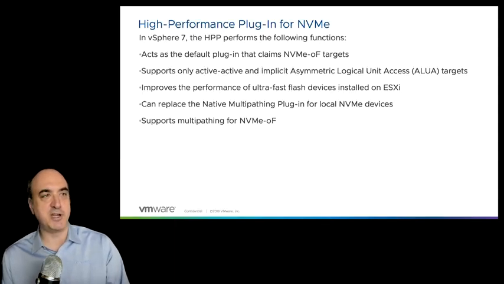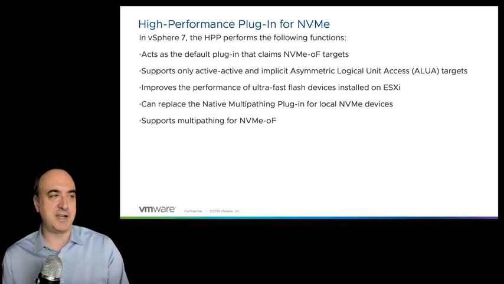So the high performance plugin for NVMe is the default plugin for NVMe over Fabric targets for both Fibre Channel and over RDMA. It only supports active-active and implicit asymmetric logical unit access (ALUA) targets, right? So it's either active-passive with ALUA or active-active altogether, and improves the performance of ultra-fast flash devices. Basically, the native multipathing plugin may not be able to achieve the performance that the NVMe multi-queuing capabilities can offer.